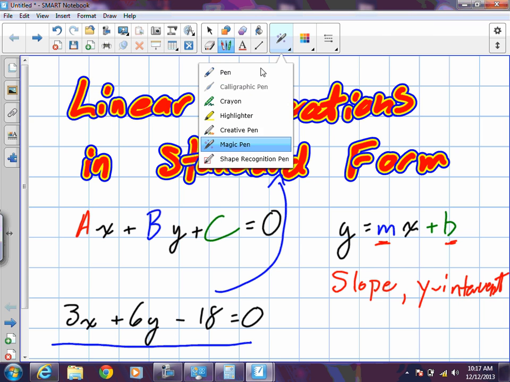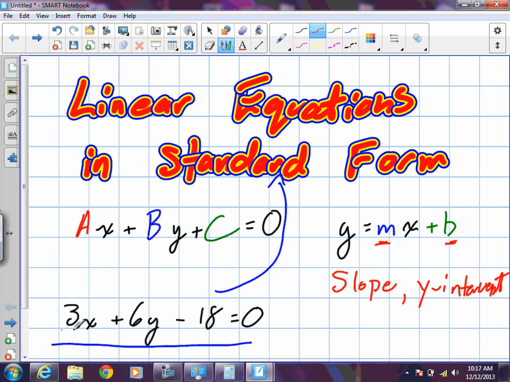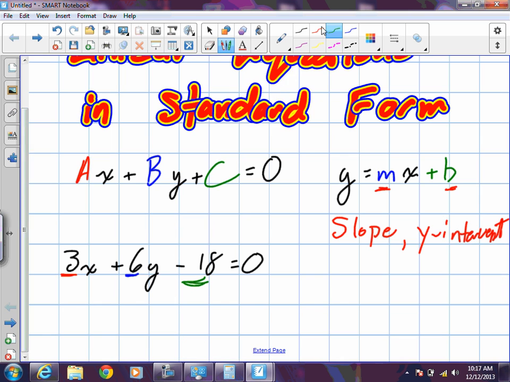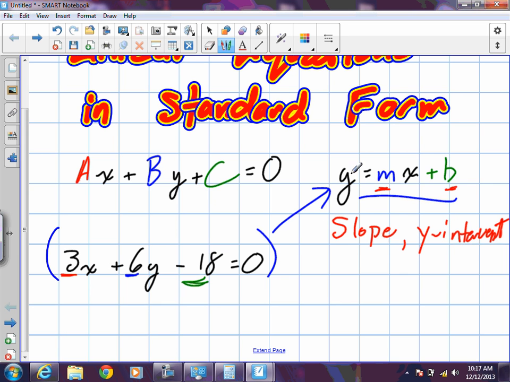If you notice, our a value is the 3, our b value is the positive 6, and our c value is the negative 18. What I want to do, because I need to graph this linear equation, is turn it into slope y-intercept, because slope y-intercept makes it easiest to graph. We'll know what the slope is, we know what the intercept is, we plot this point, and continue our slope. From here, it doesn't give us any of those numbers by looking at it. So we have to convert it.